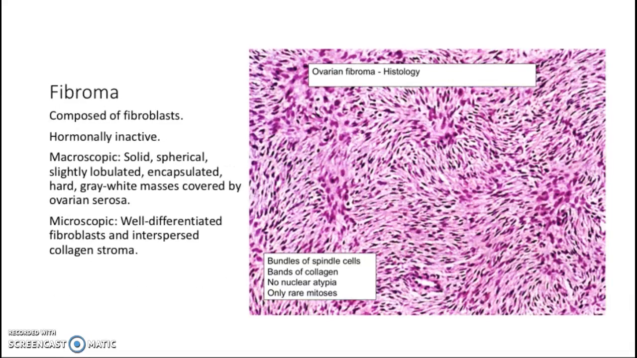Fibroma is composed of fibroblasts and it's hormonally inactive. Macroscopically, it's a solid, spherical, slightly lobulated, encapsulated hard, gray-white mass covered by ovarian serosa. And microscopically, it's composed of fibroblasts and interspersed collagen stroma.